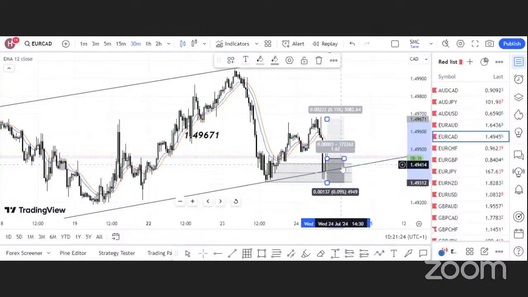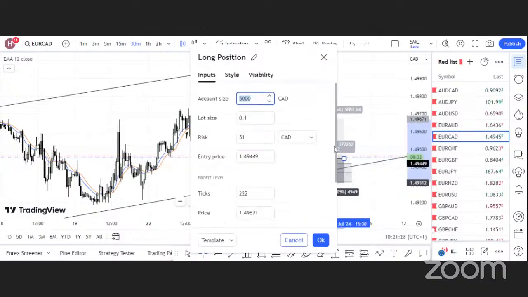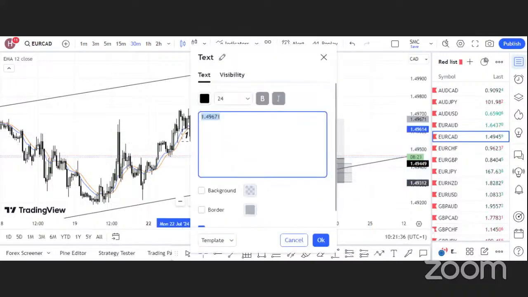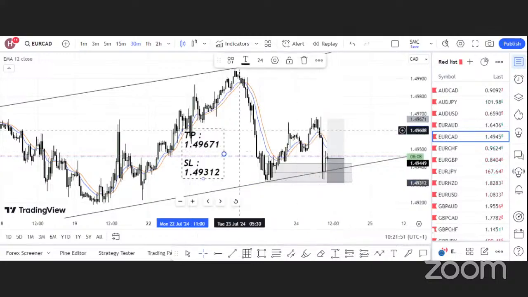We have our take profit. So this is my TP, and then this is my stop loss.